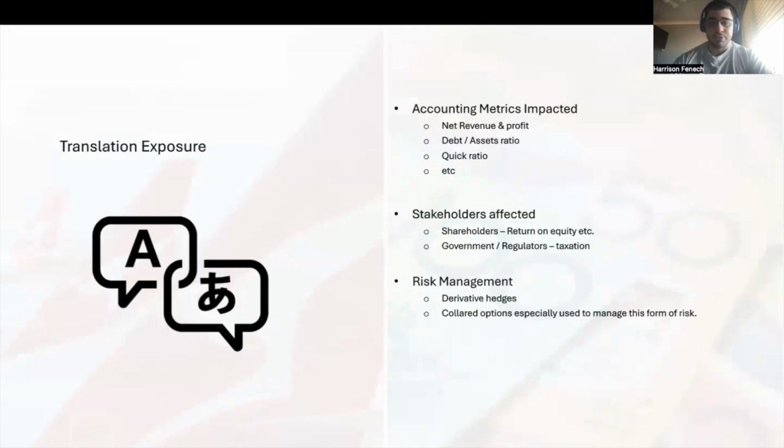For translation exposure, this deals with the requirement, which government regulators and shareholders impose via accounting metrics, to report in a singular currency, which is the Australian dollar. This does impact, for example, net revenue, debt to assets, quick ratio, etc.